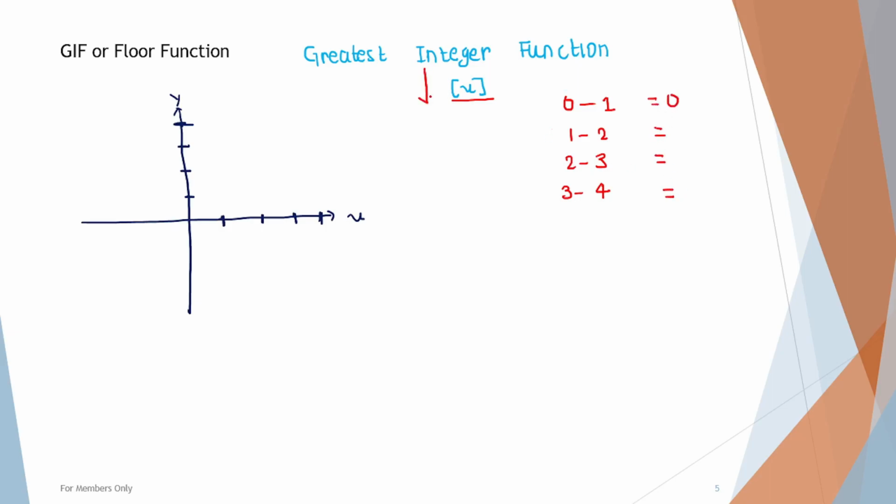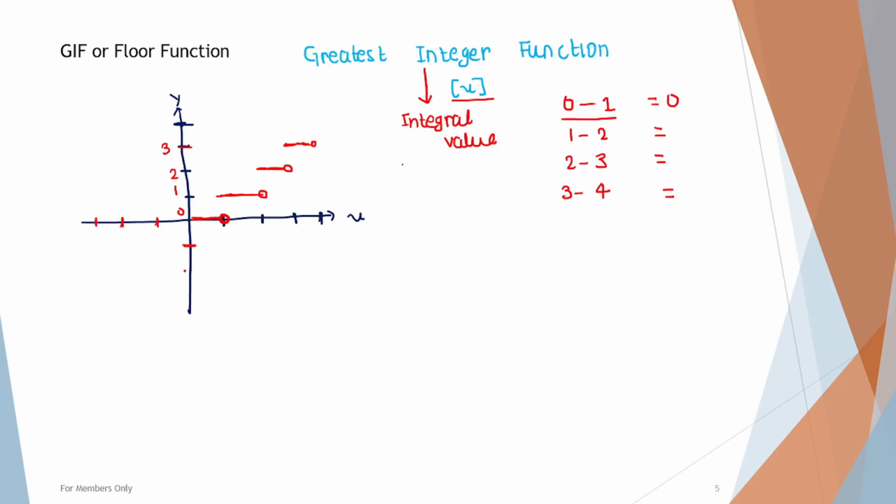Okay, so the greatest integer function only takes integral values, remember it. From 0 to 1, not including 1, it is 0, and from 1 to 2 it is 1, excluding 2. From 2 to 3 it is 2, excluding 3, and from 3 to 4 it is 3, excluding 4. Okay, it is 3, 2, 1, 0.